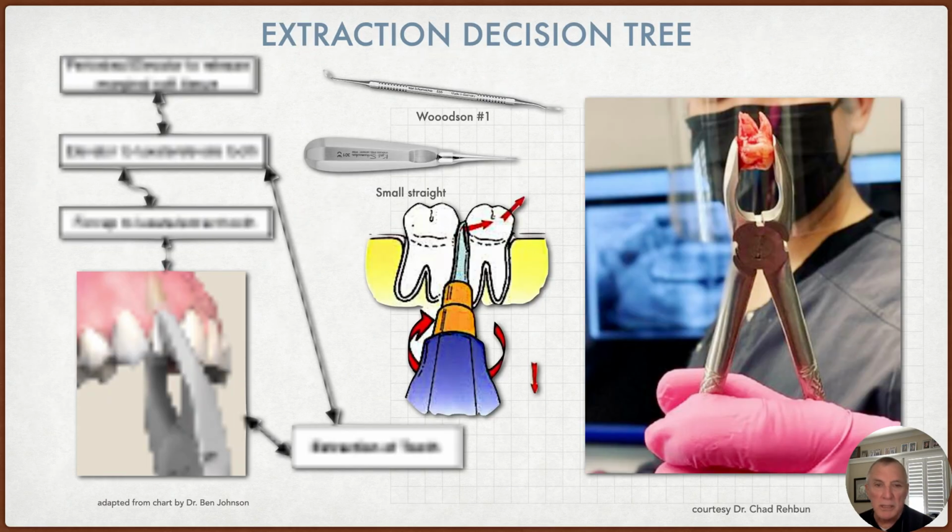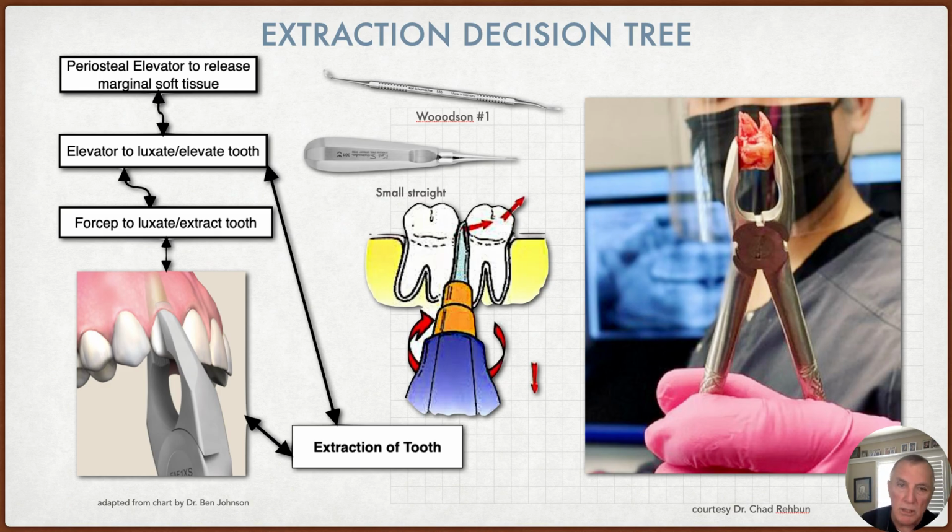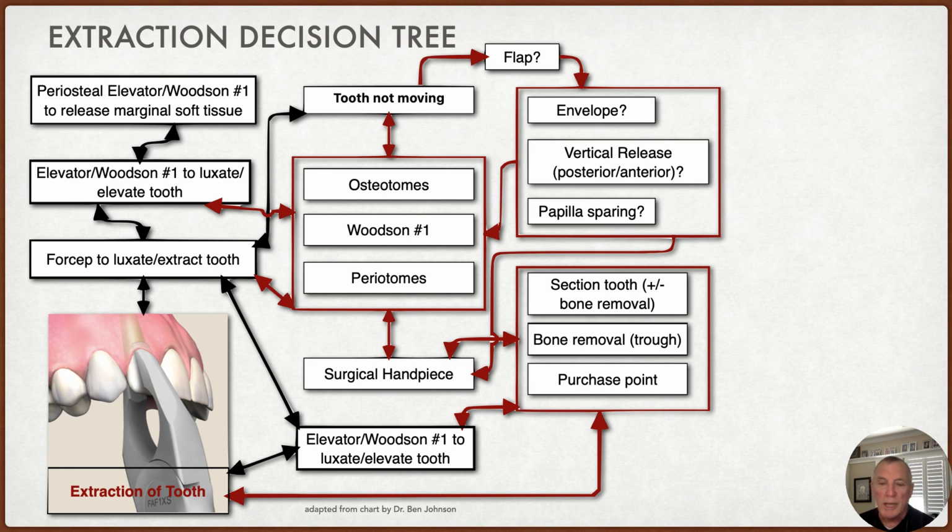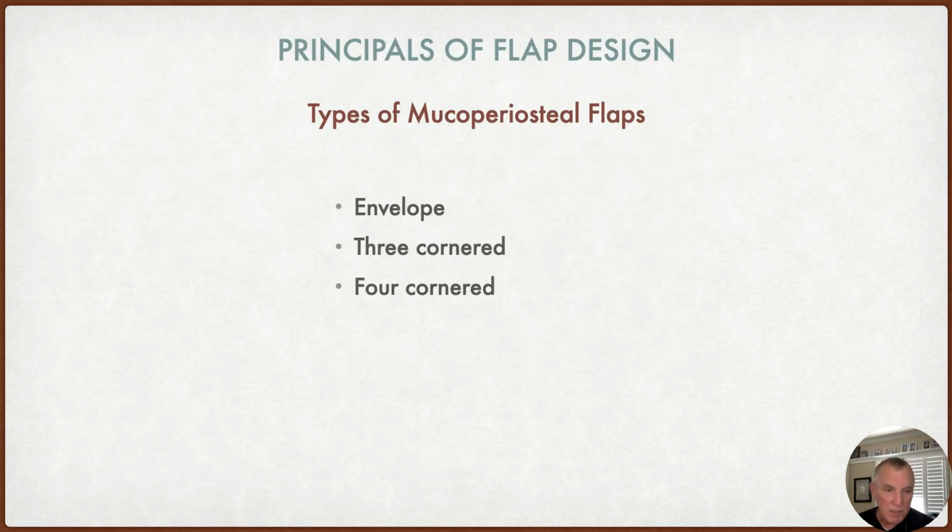We'll talk about my decision tree on the steps that you should take and instrumentation that would be necessary depending on the degree of difficulty that the tooth or teeth present. We'll talk about some of my tips and tricks for successfully removing teeth without damage to the adjacent bone. We'll look at that decision tree as it goes all the way up through the hierarchy of and including flap development and what types of flaps there are.